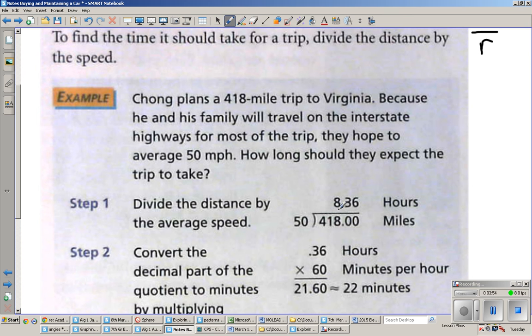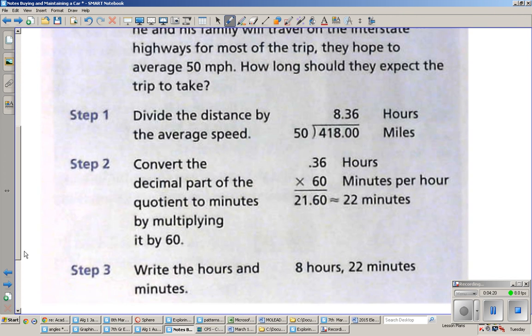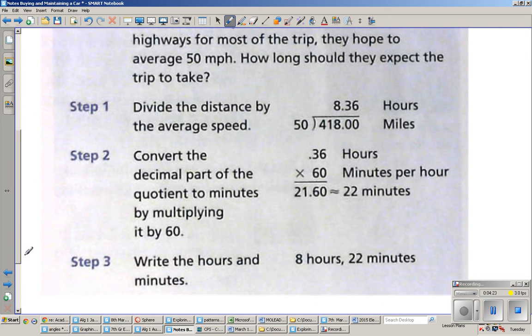Now we know that's going to be 8 hours, but how do we represent the 36 hundredths of an hour? Well, let's do the inverse of what we did yesterday. To find that decimal part, we divided by 60, and today we're going to use the inverse and multiply by 60. So if I have 0.36 of an hour, and 60 minutes are in that hour, I multiply, and we get approximately 22 minutes. You just want to round it to the nearest minute. So it will take us approximately 8 hours and 22 minutes.